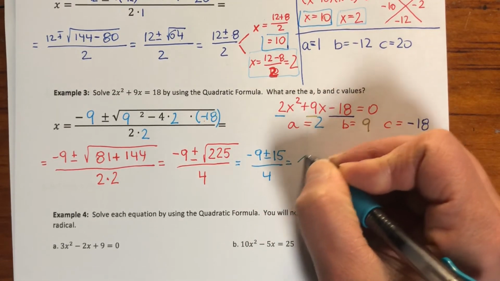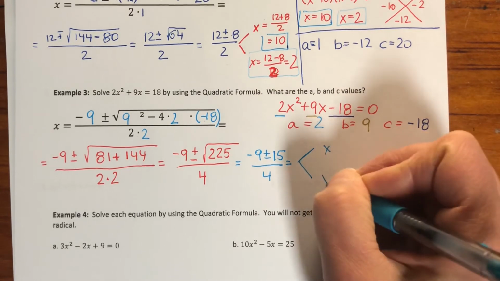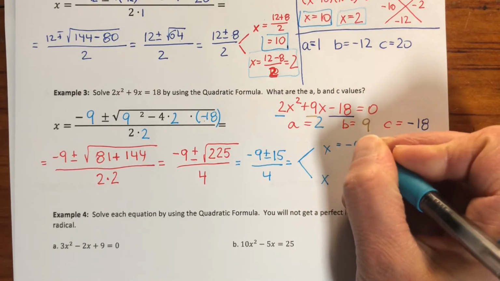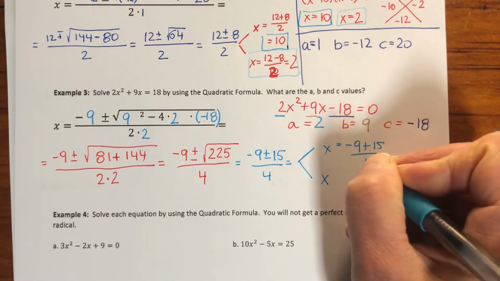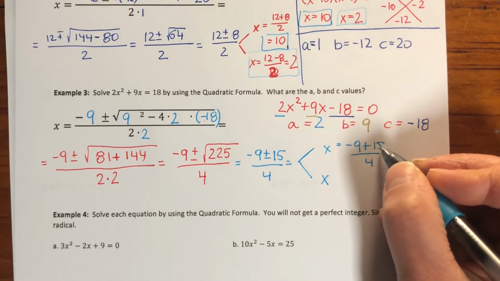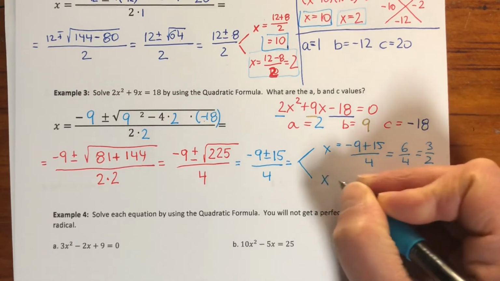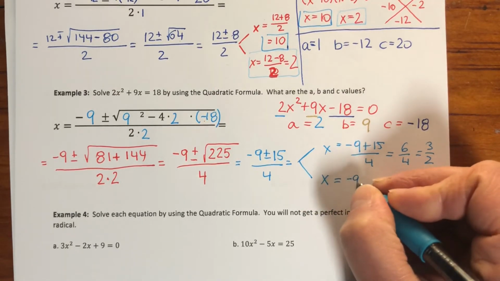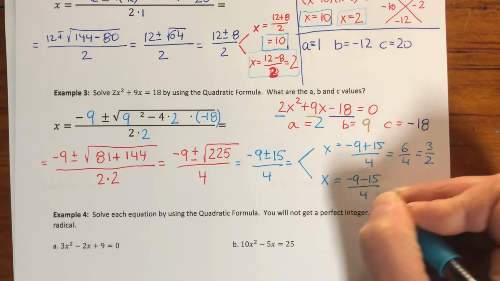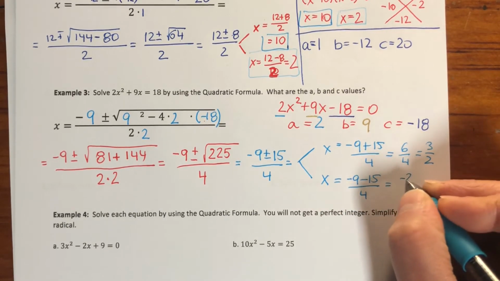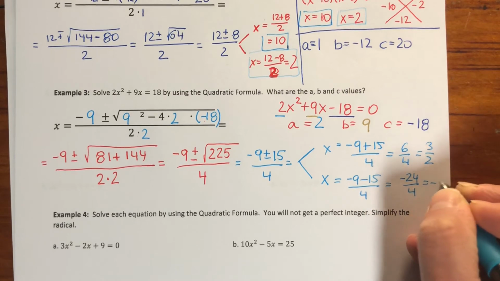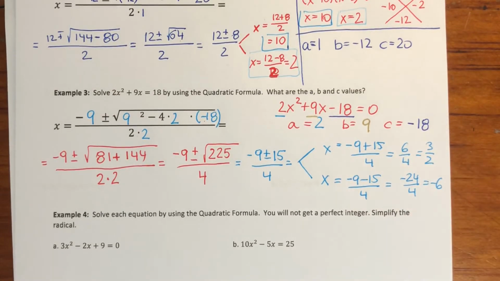And from here, I do need to do two separate situations. So the first situation is negative 9 plus 15 divided by 4, which is 6/4, which is 3/2. And the second option is negative 9 minus 15 divided by 4, which is negative 24 divided by 4 is equal to negative 6. And that's it. Well, we didn't do any other method to check our work, but again, you can always plug in the x into the equation one at a time, and it should work.